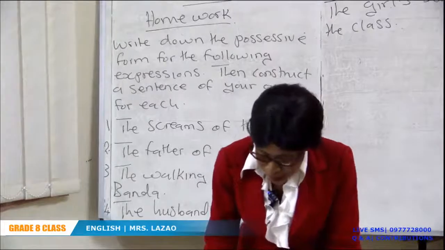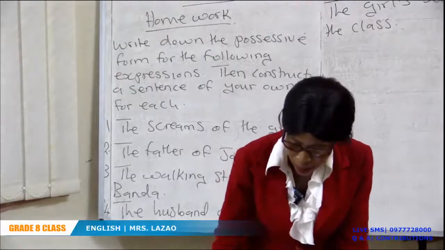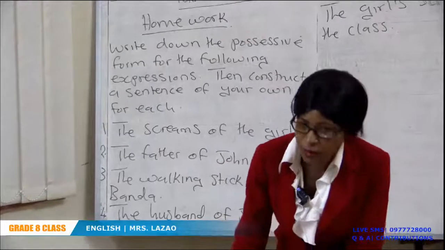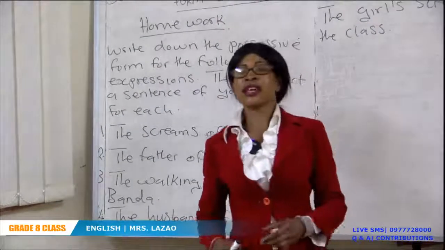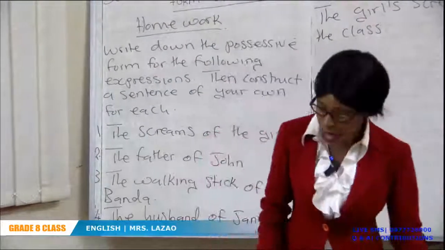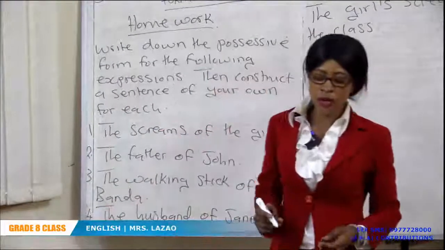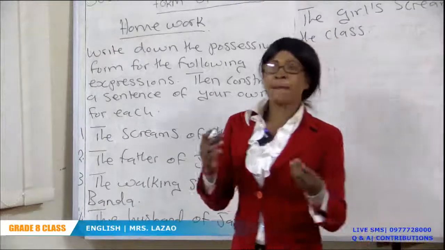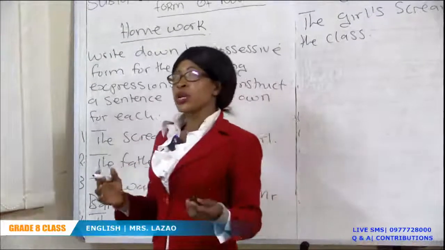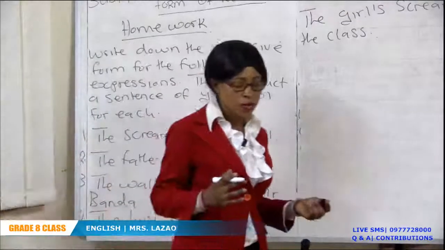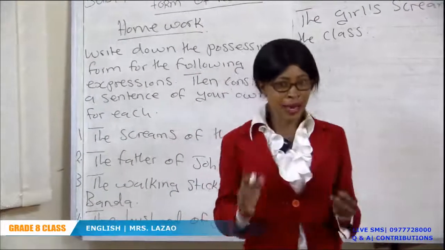Okay, I can see some questions. The other question says, what is a possessive noun? As I earlier explained, a possessive noun shows ownership by adding a punctuation mark, which is called an apostrophe, plus an S.